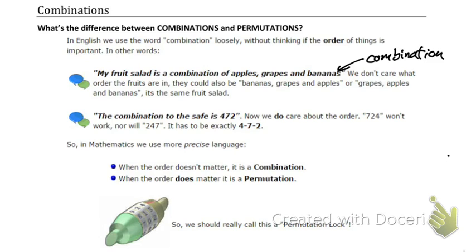The second one says the combination to a safe is 4, 7, 2. Well, this time we do care about the order. You can't just type in 724 and it's going to open. It has to be exactly 472. So although in English we say we have combination locks, you in fact have a permutation.